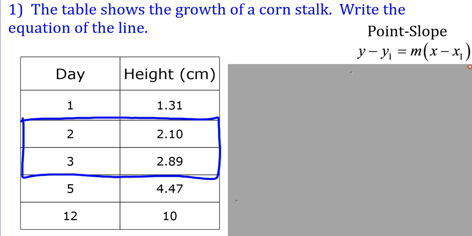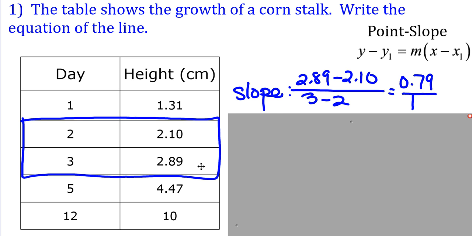So I'm going to pick these 2 points for day 2 and day 3. So remember, we want to do the change in y over the change in x. So as we do that, the change in y over the change in x, 2.89 minus 2.10, that's 0.78. 3 minus 2, that's 1. That simplifies to a slope of 0.78. Now, as I look at my table, I don't see a day 0, which would be my y-intercept. So this would be best written as a point-slope equation. So I just need to pick a point to use to write the equation.